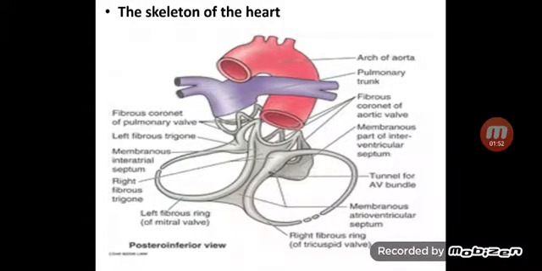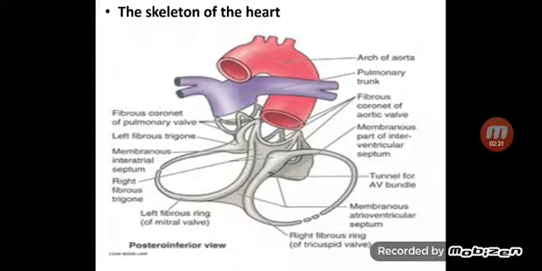What is the skeleton of the heart? The skeleton of the heart consists of four fibrous rings. One is surrounding the right atrioventricular orifice, one around the left atrioventricular orifice, around the pulmonary orifice and the aortic orifice. So the four fibrous rings surround the four orifices: the right atrioventricular, left atrioventricular, pulmonary orifice, and aortic orifice.